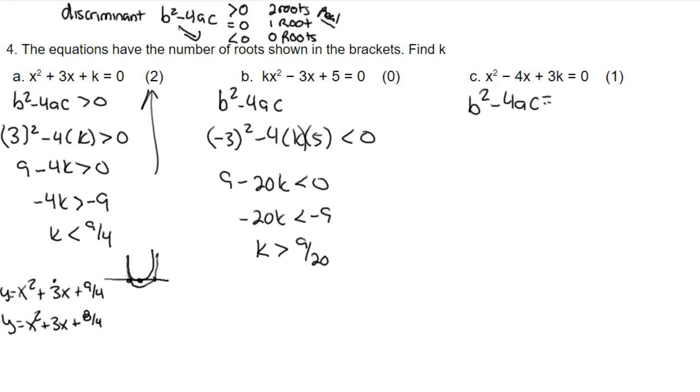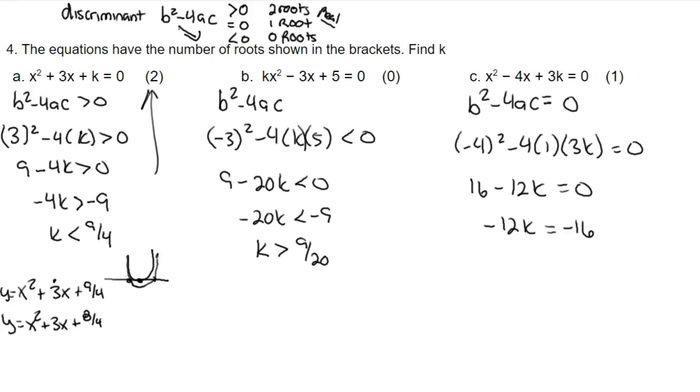Alright, so hopefully you did that. If you did b squared minus 4ac, in this case, if I'm looking for 1 root, I want it to be equal to 0. So now I've got 16 minus 12k equals 0. All I do is get the k alone. K is going to equal 16/12 or 4/3. K is going to be 1.5.